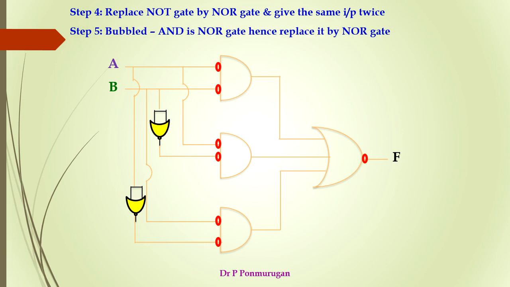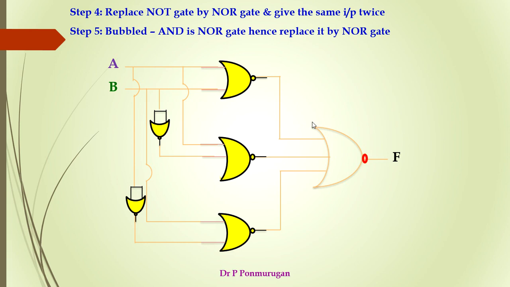And step 5 is bubbled AND is NOR gate, hence replace it by a NOR gate. So we have 3 bubbled AND here. So these have to be replaced by NOR gate. We can do it this way. And now this, if you see, is nothing but a NOR gate. So we can have it as it is. So this is how we realize a Boolean function using NOR gate.